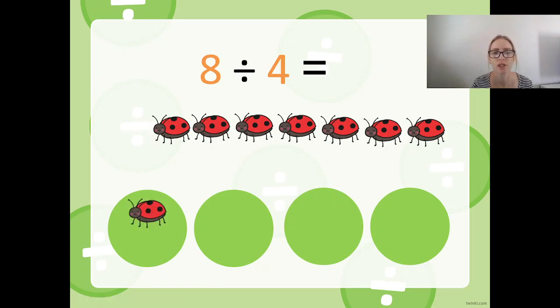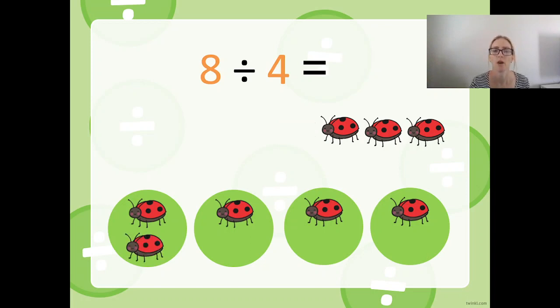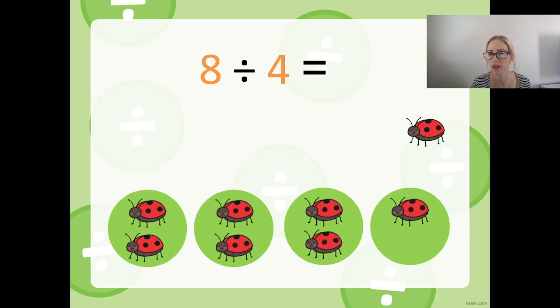1 on the first, 1 on the second, 1 on the third, 1 on the 4th leaf. Still got some more ladybugs to share out because we had 8 to start with. 1 on the first leaf, 1 on the second, 1 on the third, and 1 on the 4th. Now remember, we need to check that each group is equal. I can see 2 here, 2 here, 2 here, and 2 here. Yep, thumbs up. They are all equal. My division has been done equally.